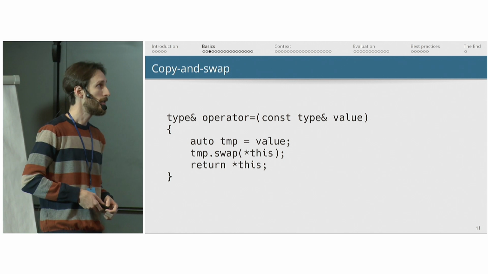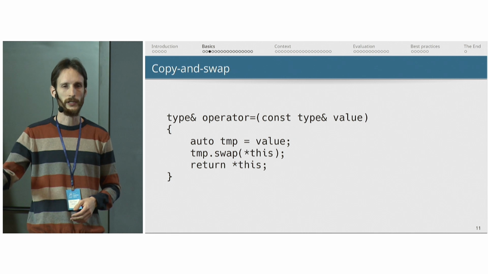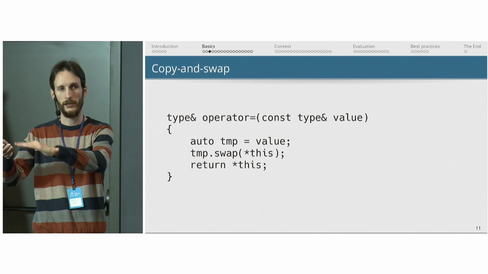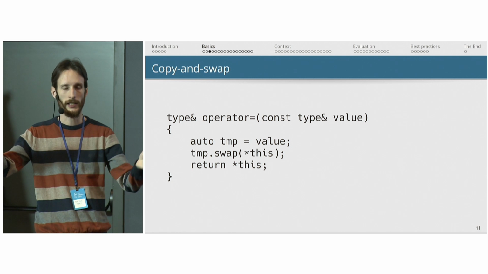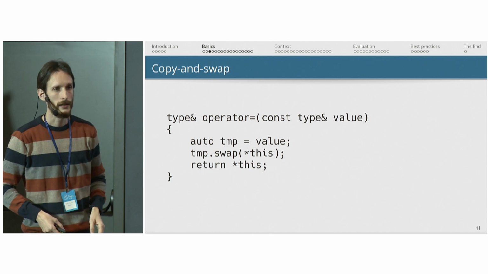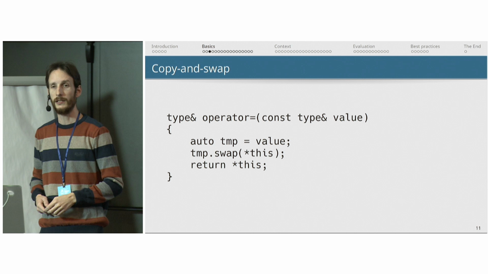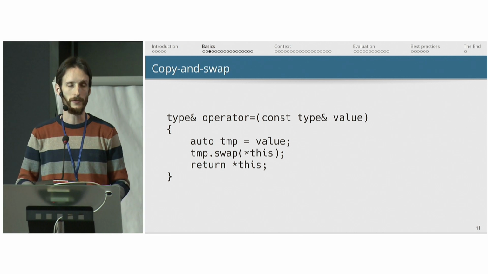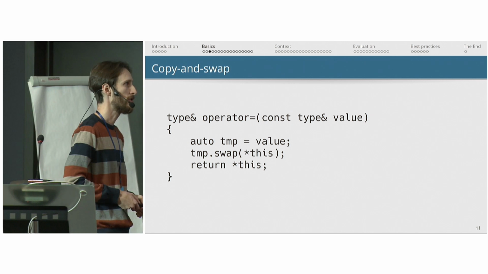What's the idea? The idea is I'm not going to change my object. I'm going to create a temporary copy, change the temporary copy, and only if all the changes are successful, then I'm going to swap myself with that temporary object. If the copy didn't succeed, for example, the exception was thrown, our original instance, this, has not been changed.